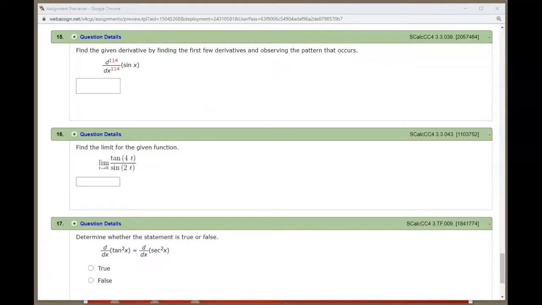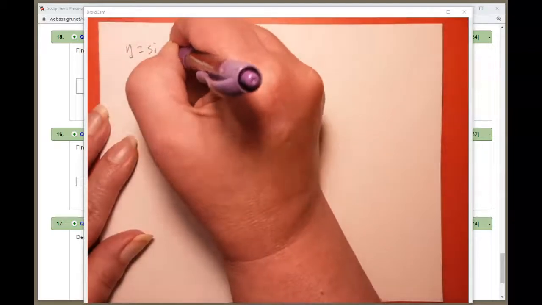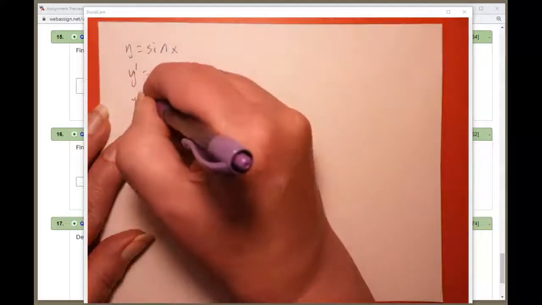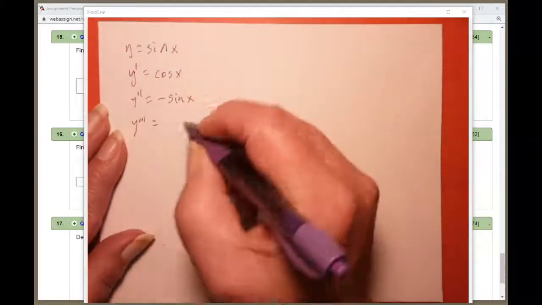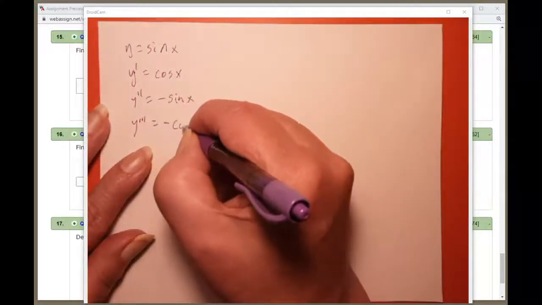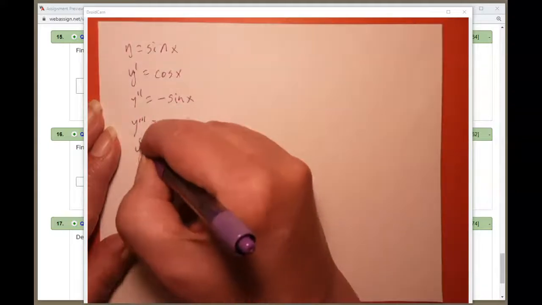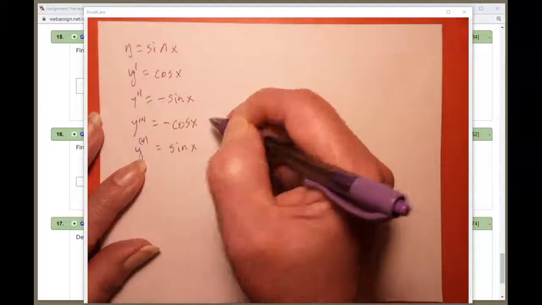For number 15, they want us to take the 114th derivative. So that would take all day, but there's a nice pattern here. So let's actually look at the first few derivatives. So if y is equal to the sine of x, y prime is equal to the cosine of x, y double prime is equal to the negative sine of x, y triple prime is equal to the negative cosine of x, and the fourth derivative, the negative cosine would be sine of x. So I'm back at the beginning.